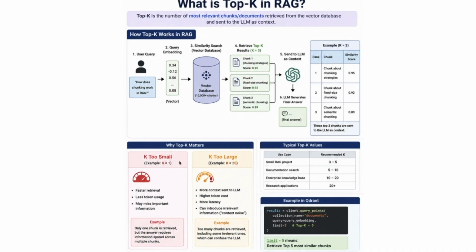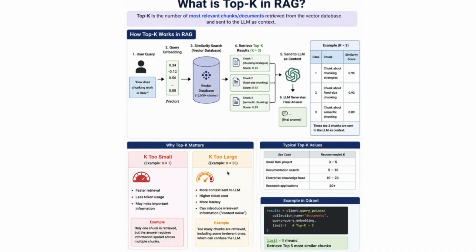So why this top K matters is, if the number is very small, retrieval will be faster and use fewer tokens, because if you are sending only the top 1 result, the token usage for the LLM will be less. But if you are sending fewer rankings, then you might miss other important information from the document.